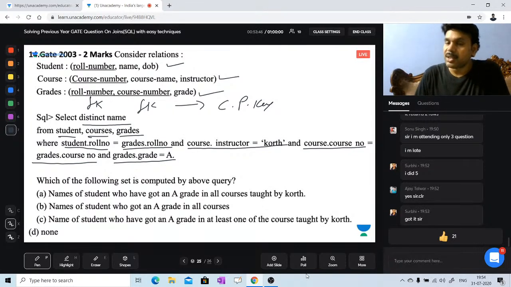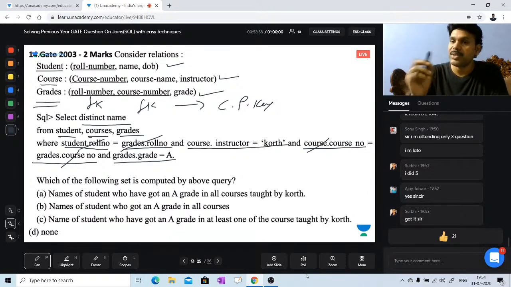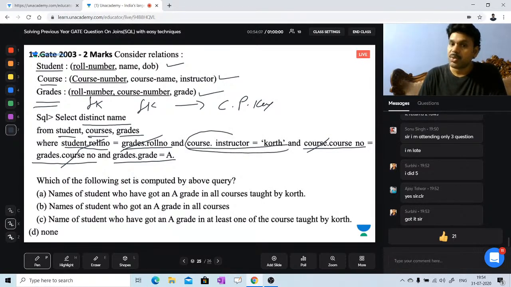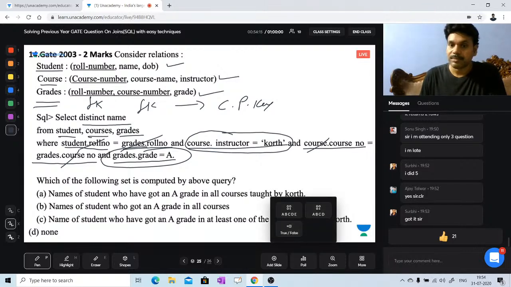You understand one thing here carefully. This equijoin you can eliminate. Why can you eliminate it? Every grade value is subject to your course as well as to your student. It automatically exists. Every foreign key value exists in the primary key value. You need to look at only this condition now: course.instructor is equal to course and grades.grade is equal to A. So what are the options? Ready? Take the answer.